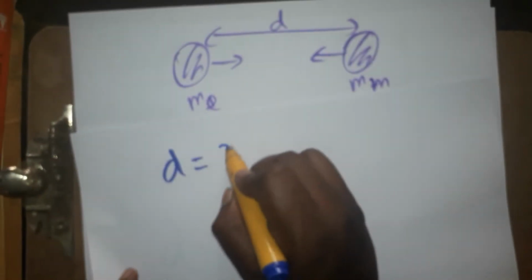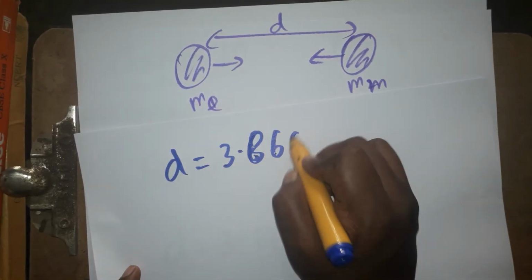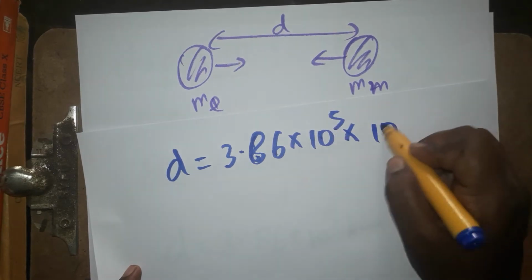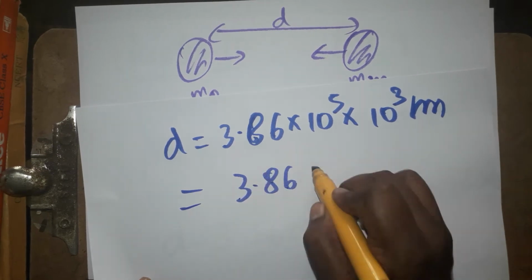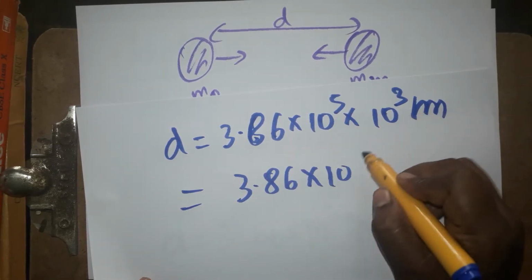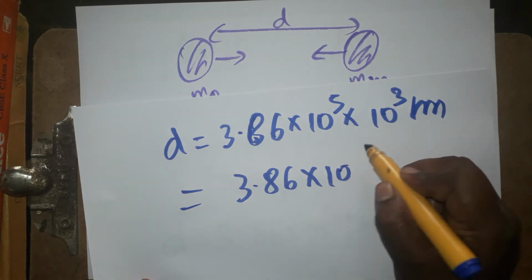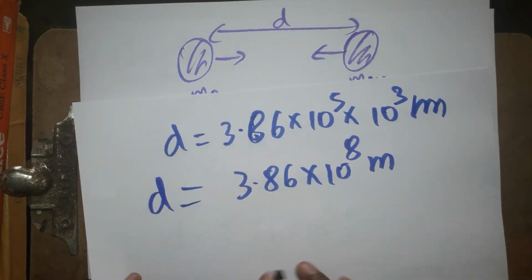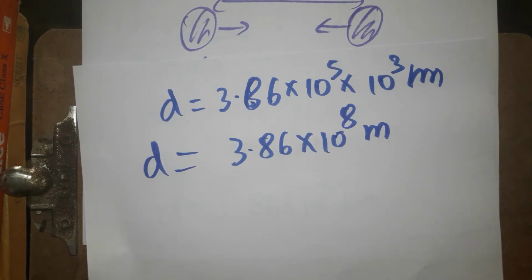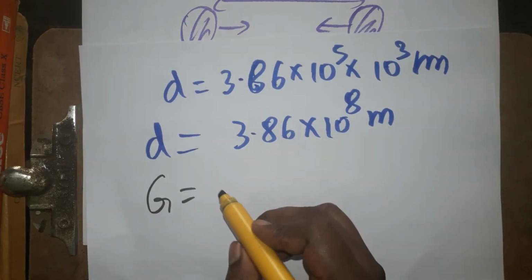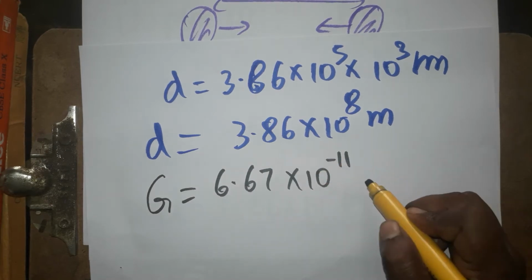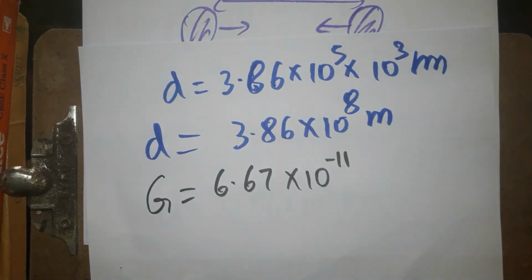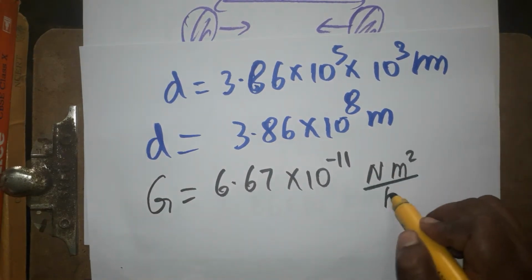So D is going to be 3.86 into 10 power 5 into 10 power 3. Kilometer is converted to meter. So finally 3.86 into 10 power 5 plus 3, which is 8, meter. So I got the distance. What is G? G is the universal gravitation constant, which is a constant value. Sometimes they will give it in a question paper, otherwise you should know this value: 6.67 into 10 power minus 11. This is the gravitation constant. The unit of this is Newton meter square per kg square.